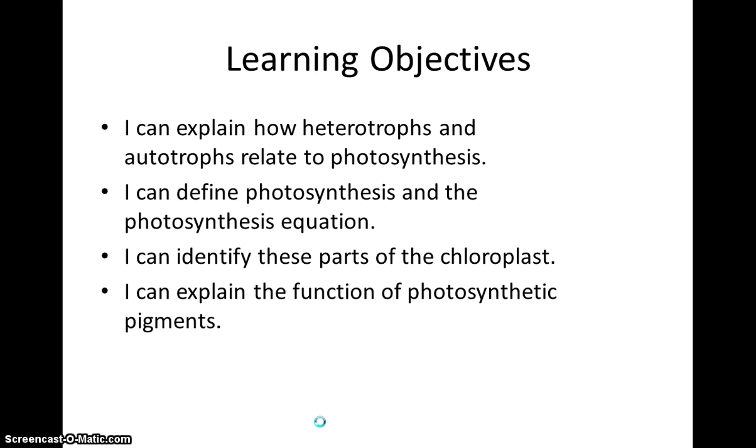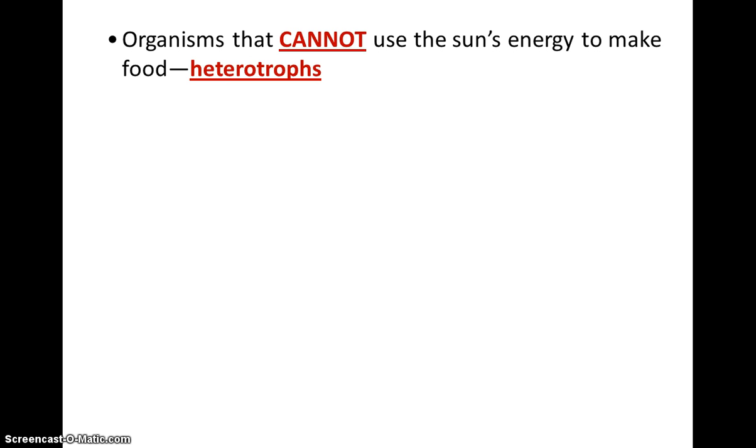So we have 4 learning objectives for today's lesson. The first is to explain how heterotrophs and autotrophs relate to photosynthesis, to define photosynthesis and the equation that goes with it, identify the parts of the chloroplast, and explain the function of photosynthetic pigments. So starting out, we have just a slight review.